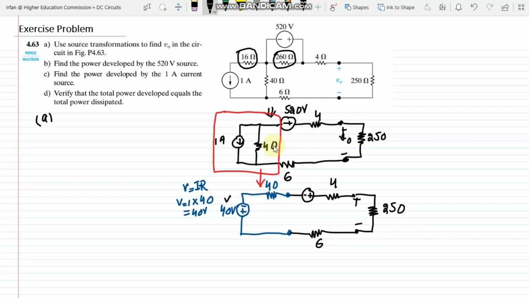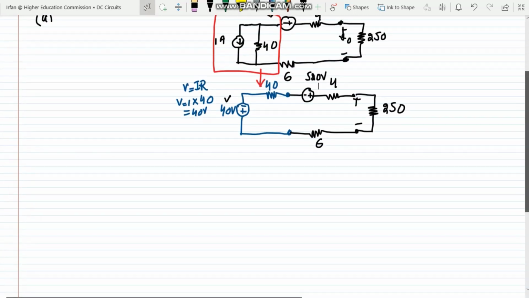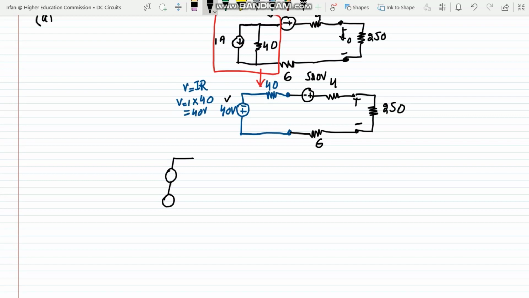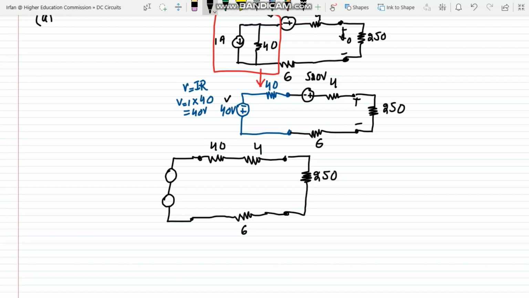Now we have two voltage sources, this one and the second one here. To find the cumulative voltage, we have to combine them, because the resistors 40 ohm, 4 ohm, 250 ohm and 6 ohm are in series with the two voltage sources, 520 volts and 40 volts. So we will combine our voltage sources. This is the first voltage source, this is the second, the first resistor is the 40, the second is the 4, the 6 ohm resistor is connected here, and this is the 250 ohm resistor.